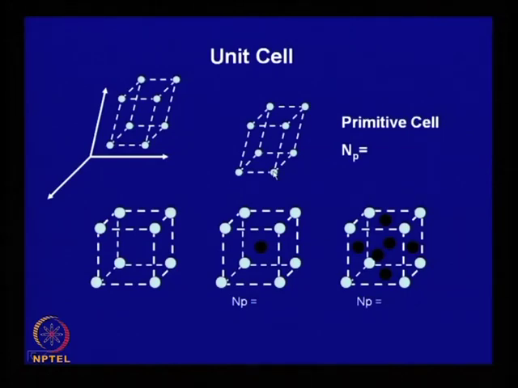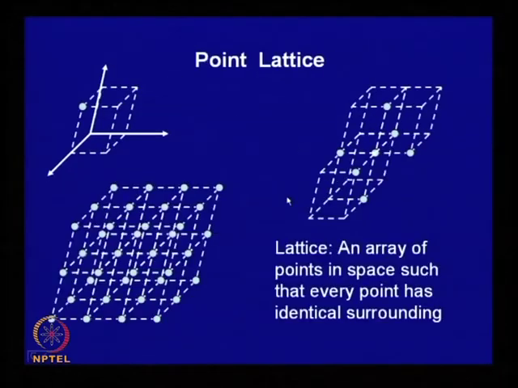Now, let us try to calculate how many lattice points there are in a cell like this. This cell where you have points only at the corner is called primitive cell. And let us try and calculate what is the number of points in this primitive cell. Now, here if you go back to the previous, yes, this particular point does not solely belong to one unit cell, it is shared by all the adjacent unit cells.